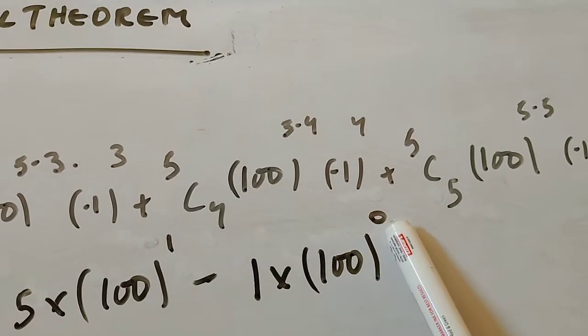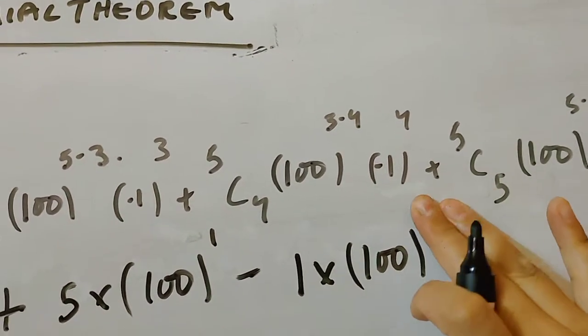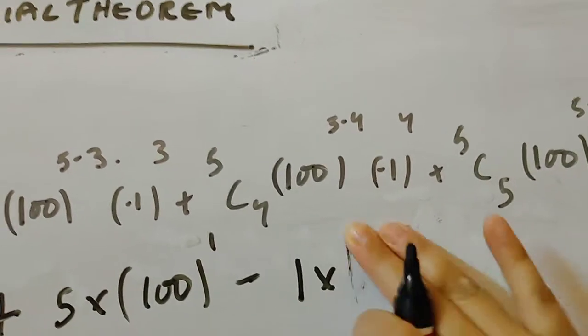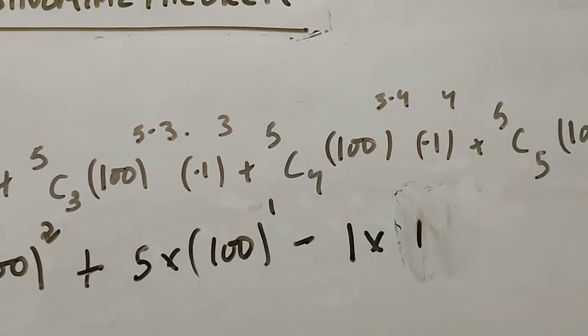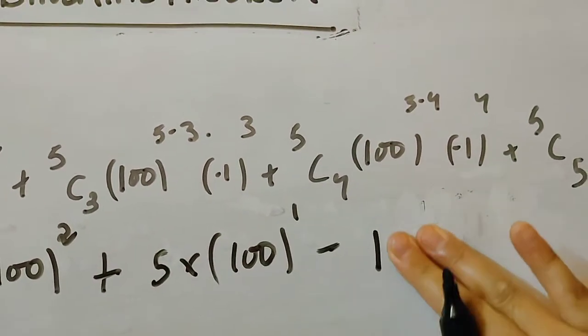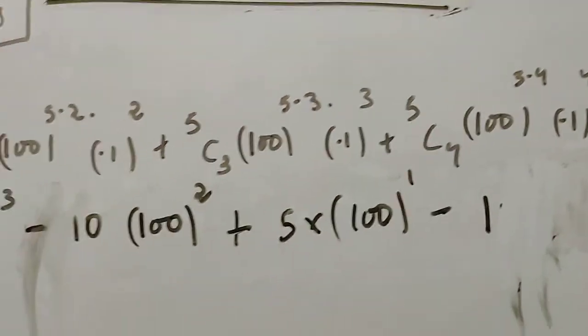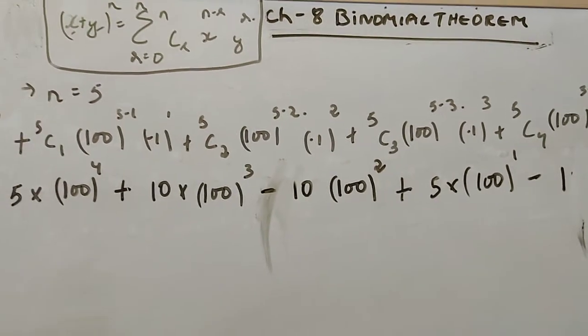So anything to the power 0 is always 1 only. So I need not write this. Okay, or you can write also, no problem. So answer is 1 into 1 will be 1 only. Okay, so I hope you understand till here.